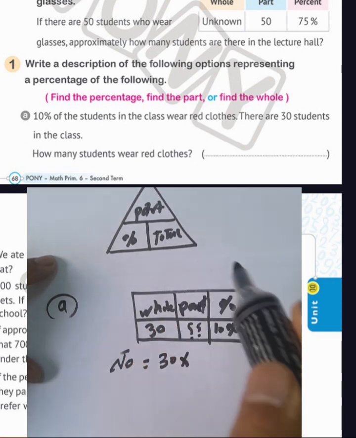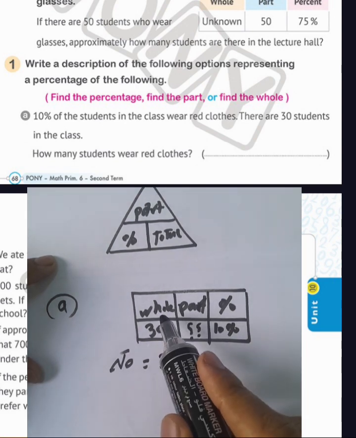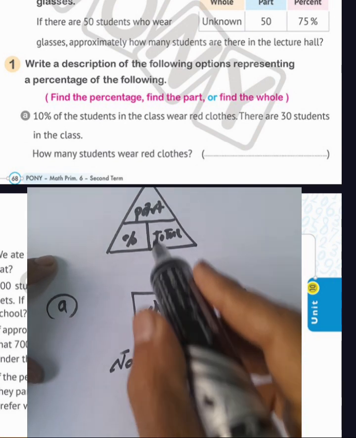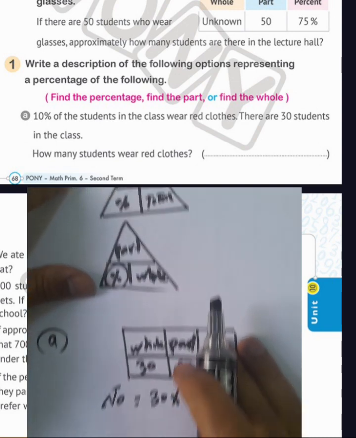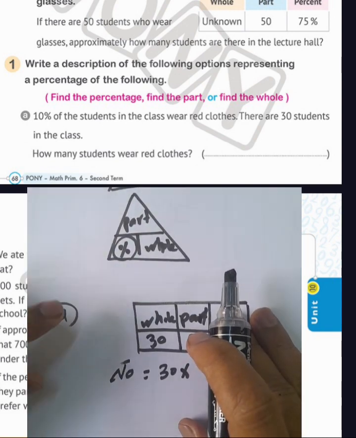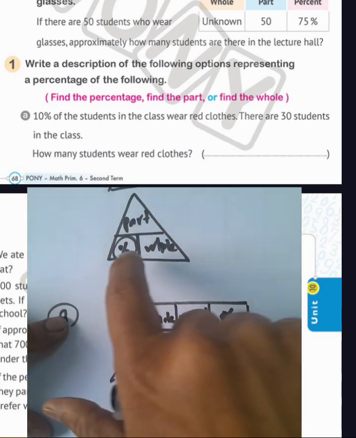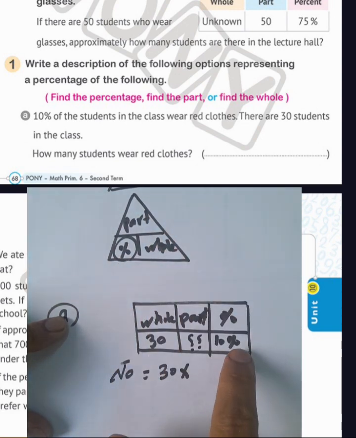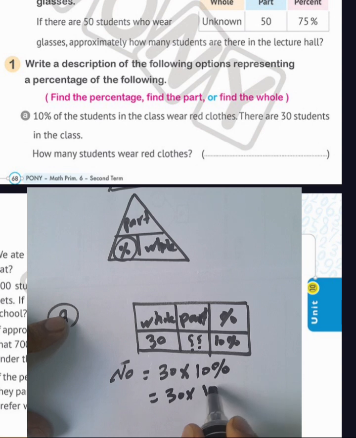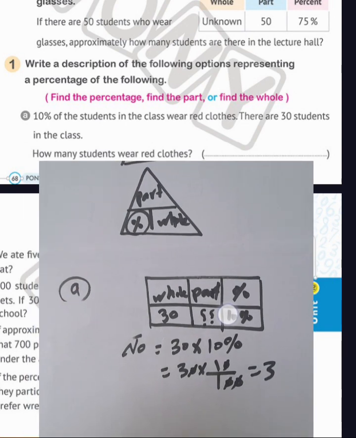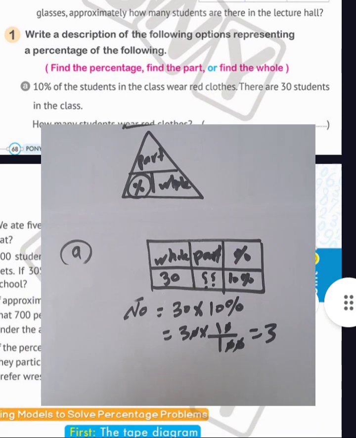He gives us the part. Total here refers to the whole. Okay, here the whole number. We want to find here the part: the product between the percentage and the whole. Whole here is 30, and the percent is 10%. Write 30 multiplied by 10 over 100. Cancel the double zero by the double zero, then the result will be 3 students. Then the number of students here will be 3 students.